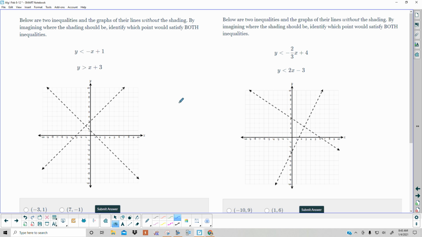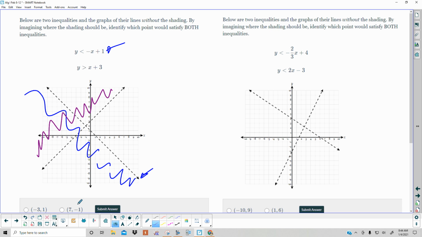This last style of question is, they give you the two lines with no shading. So y is less than this line. This line has a y-intercept of 1, so that's this line. Y is less than, so I'm going to shade below it. Y is greater than that line, which is a y-intercept of 3, so I'm going to shade above it. Your answer has to be from the region where it's double shaded. Your answer needs to be in this section of the graph.